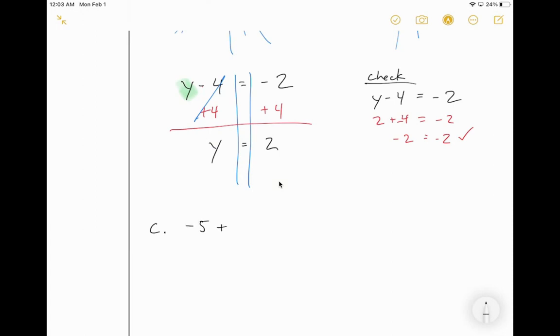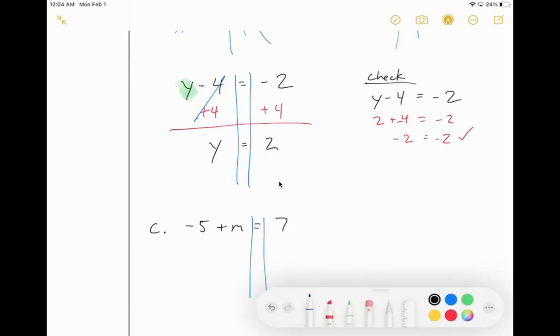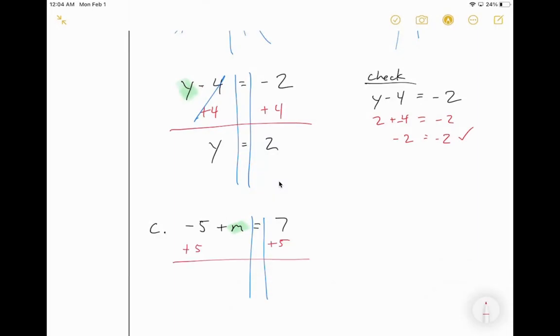-5 plus m is equal to 7. So again, what I would do here is draw my wall. And again, I locate the variable, which is m, right here. I see that's -5, so I'm gonna add 5 on both sides. Those cancel out. I'm left with m is equal to a positive 12.